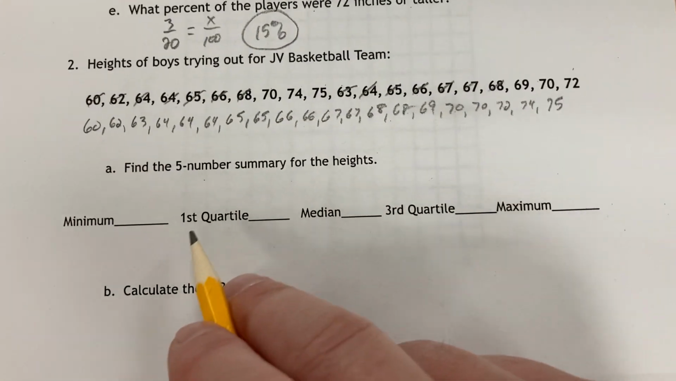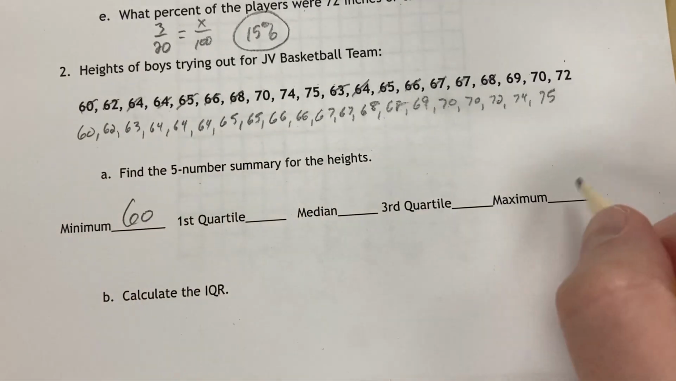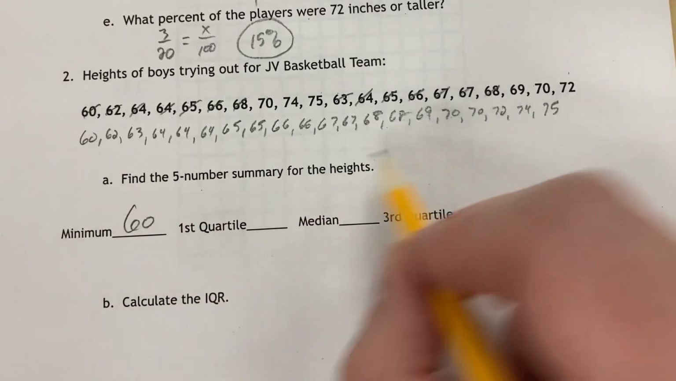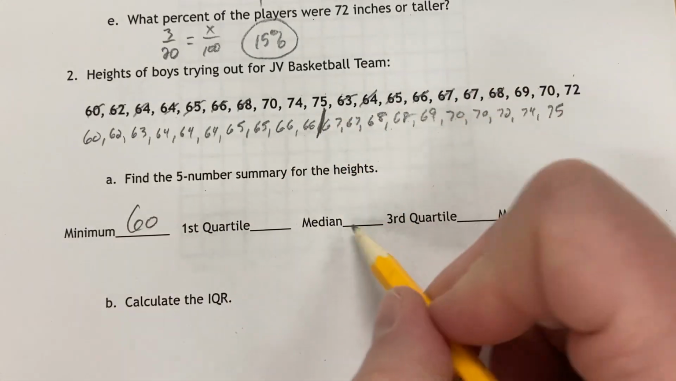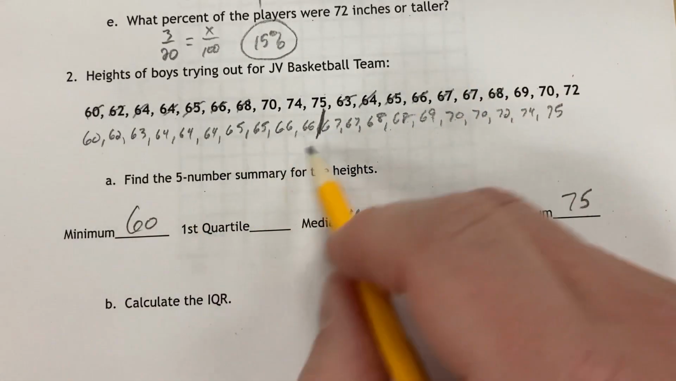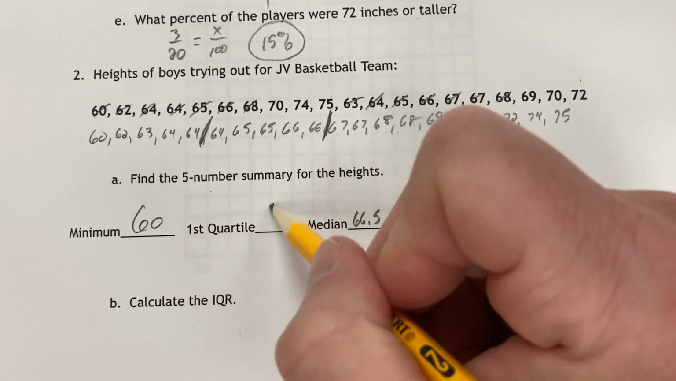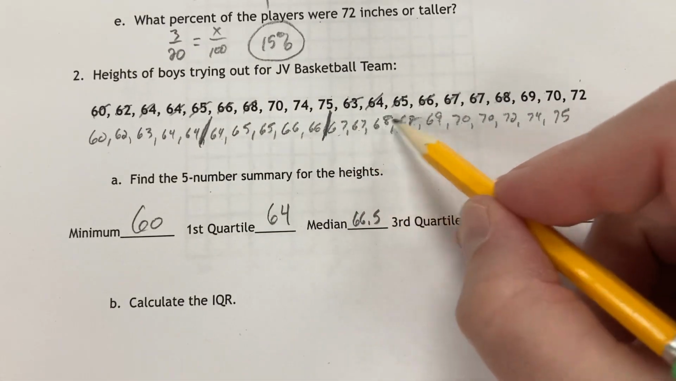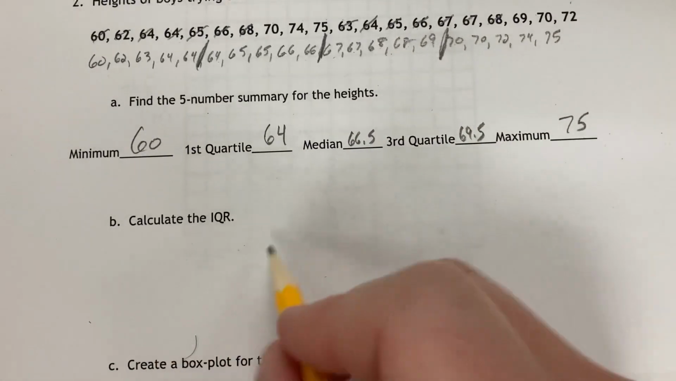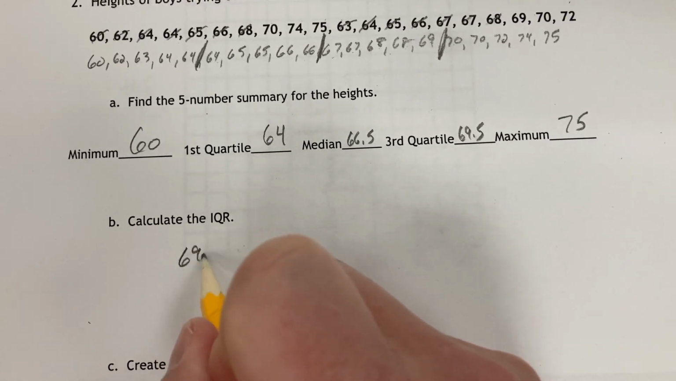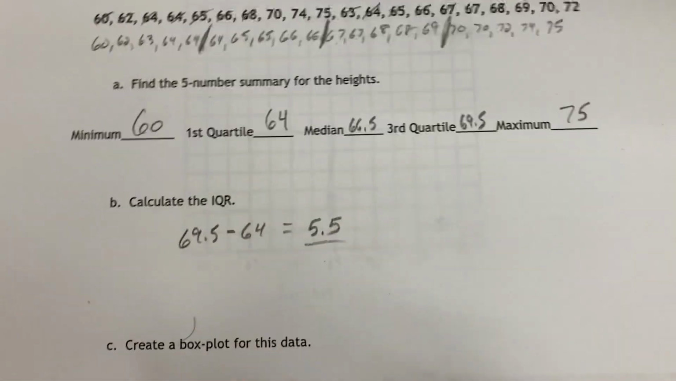All right, then heights for these boys. What I did was I went ahead and put them in order. So the minimum was 60. The maximum was 75. There are 20, so I'm going to count to 10. 1, 2, 3, 4, 5, 6, 7, 8, 9, 10. We're going to cut right in there. That's our median, 66.5. Within the 10, then, we're going to cut that by 5s. 1, 2, 3, 4, 5. So 64, 64. Our first quartile, 64. 1, 2, 3, 4, 5. Cut right here. 69.5 will be my third quartile. Calculate the IQR. That's third quartile, 69.5, minus first quartile, 64. This gives me 5.5. That's our interquartile range.